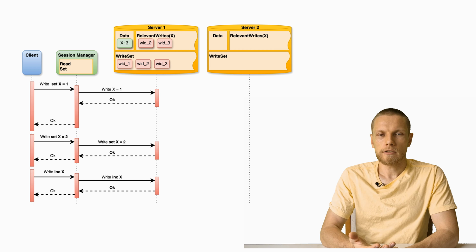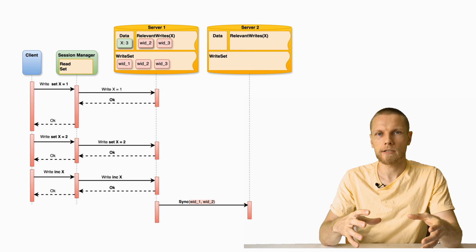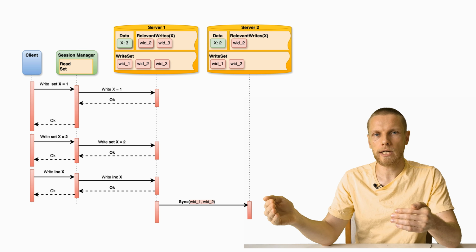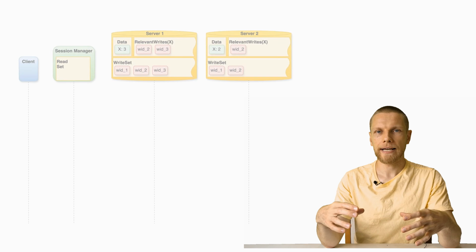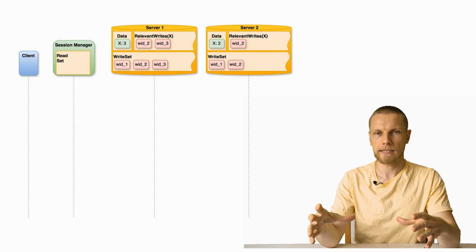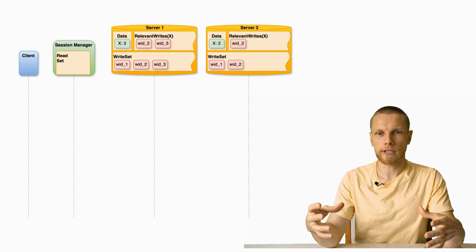To make further illustration, we need to make some replication, and we assume that server 1 has replicated the first two writes to server 2, and now server 2 is one write behind server 1. At this point, having this state as an initial one, we can illustrate the write follows read guarantee.